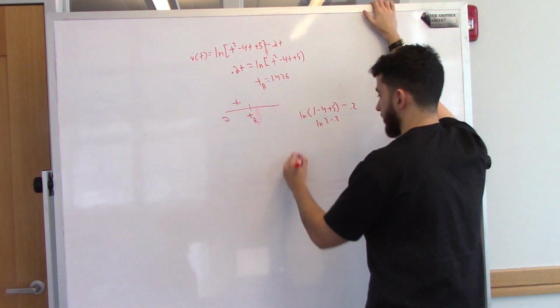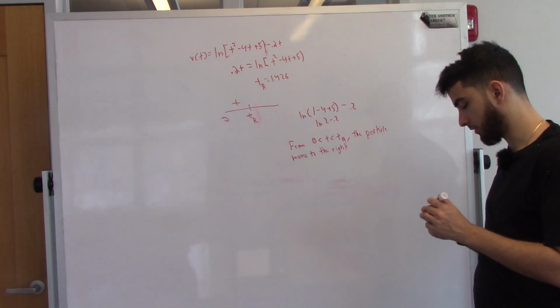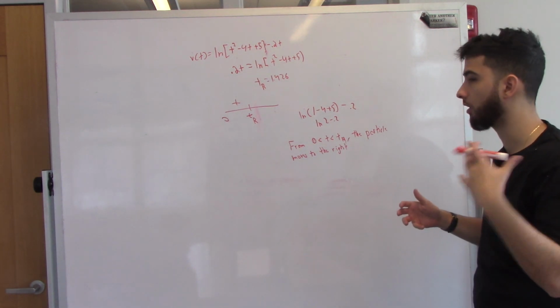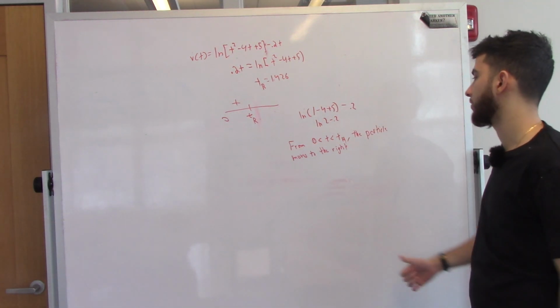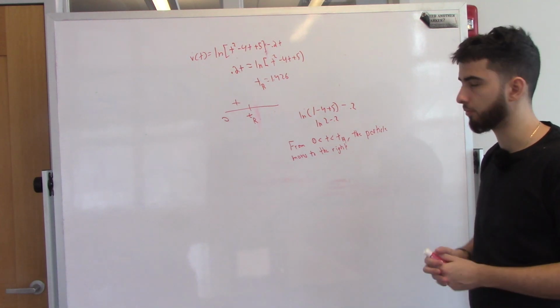So with that, you just got to write down something saying that on that interval, which is from 0 is less than t, but t is also less than tr. Tr is the thing we found earlier. The particle moves to the right because the velocity is positive. Something like that will give you the full points.